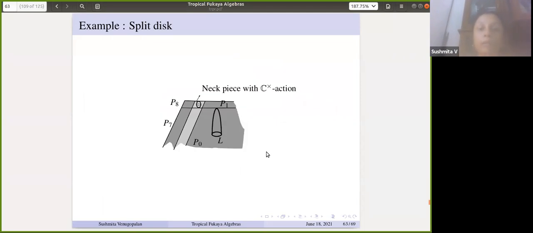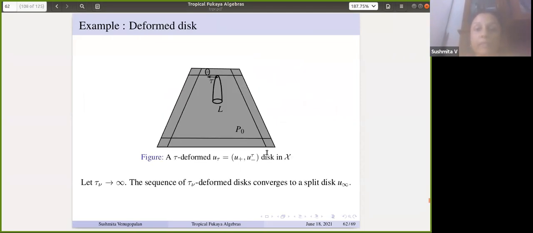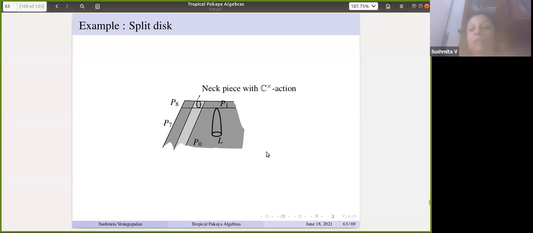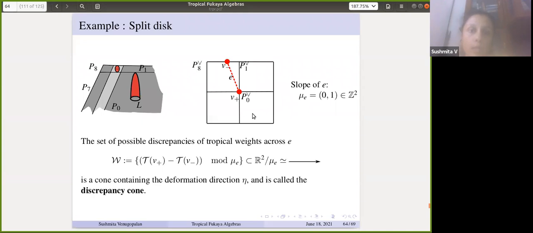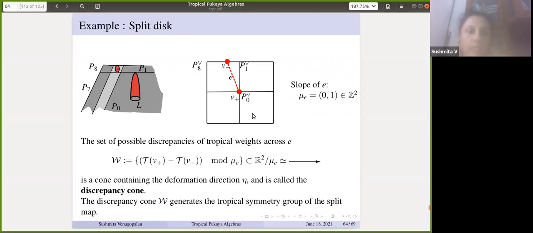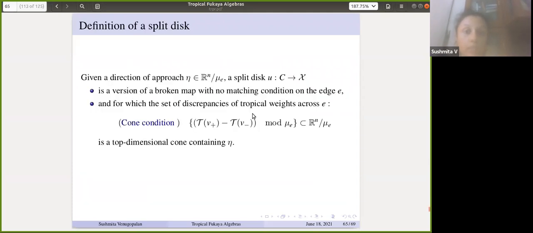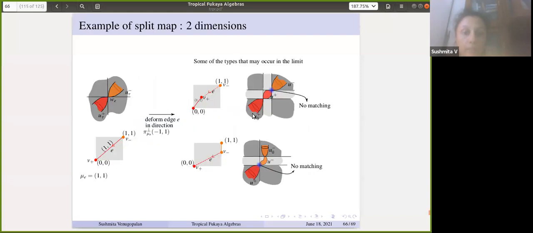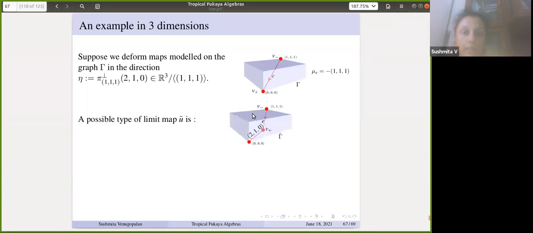So essentially, the broken map here is in bijection with a C-star orbit here. That's the correspondence between the broken and the split pictures. And as you can see, there is no more matching condition here. I was going to talk a little more about how the freedom in the tropical graph gives us the additional tropical symmetry, but maybe I'll skip that.